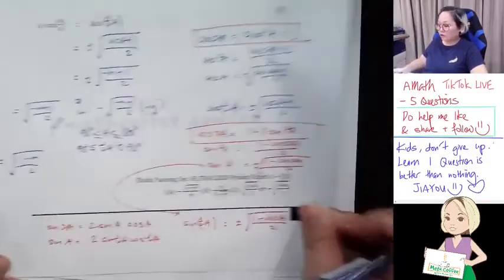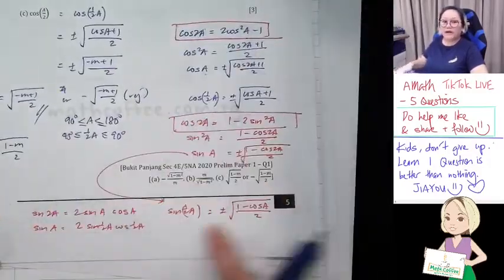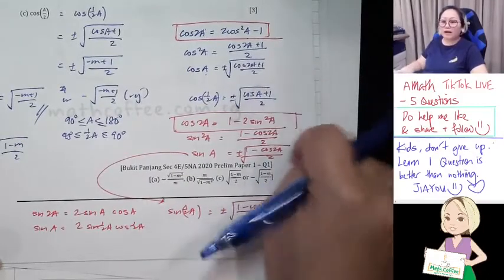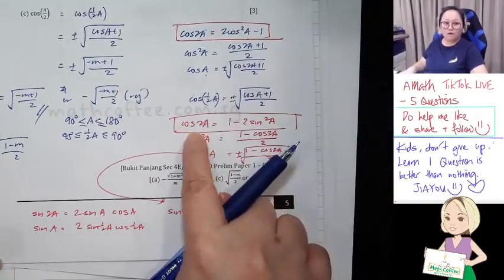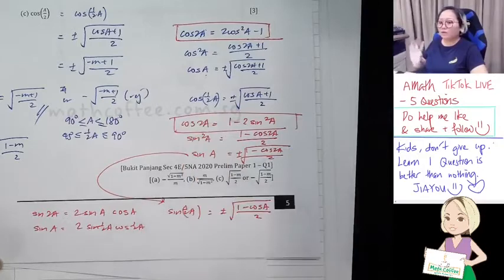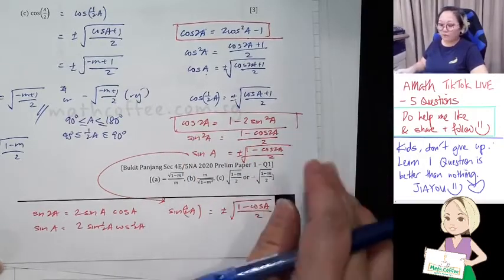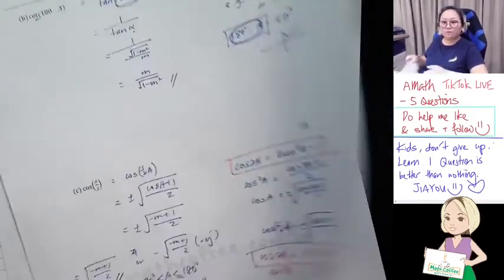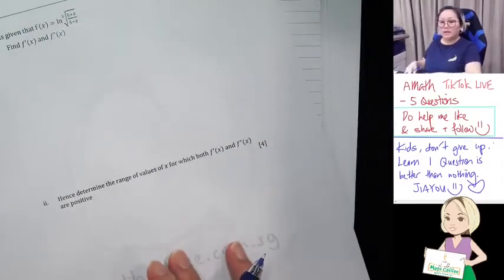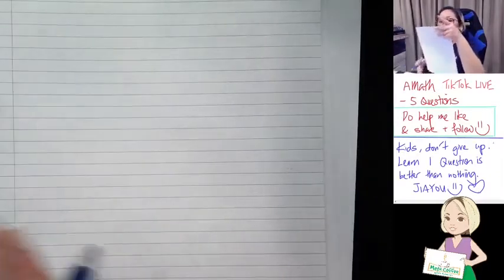Trigo, done. So, kids, the important things I already highlighted. For sine half A and cosine half A, please use the cosine 2A formula. For the tangent half A, use the double angle for the tangent. Very straightforward. Okay? Let's move on. Yes, I'm doing area on the graph. That's the last question.